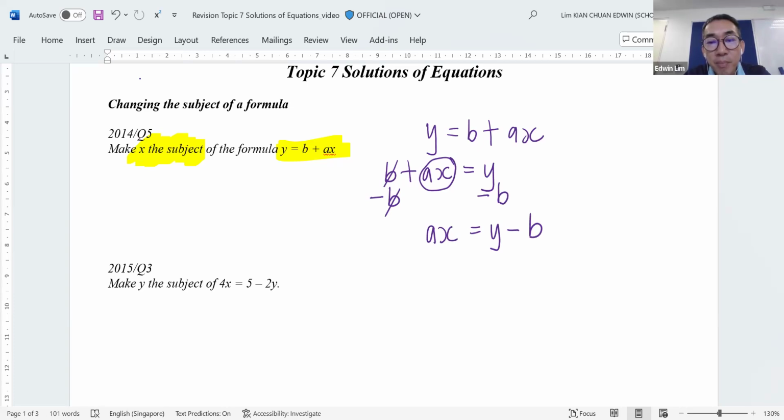So what is the last step? ax equals y minus b. To get x, I must divide by a. Since the left-hand side divide by a, the right-hand side, I will divide by a as well. So my final answer, x equals y minus b over a. Another example.